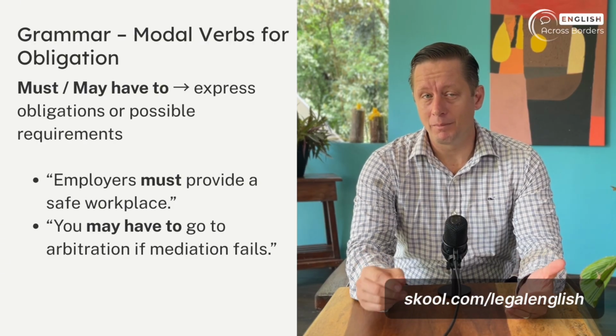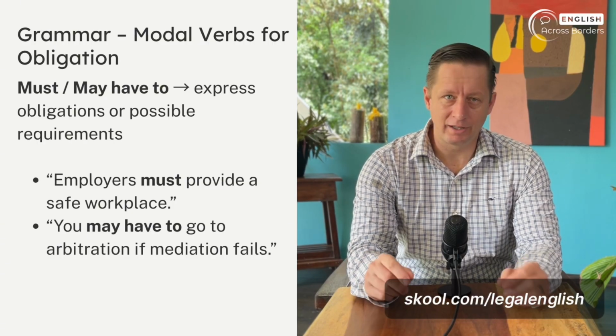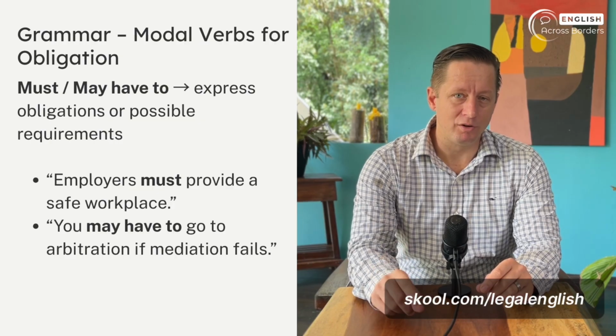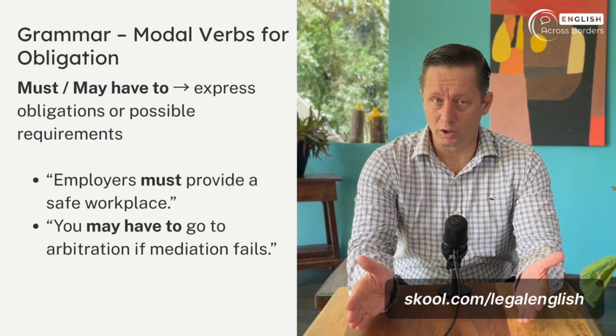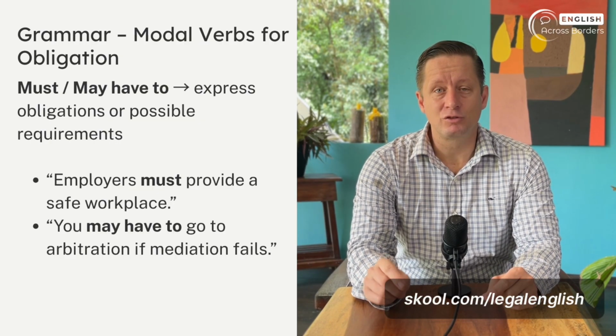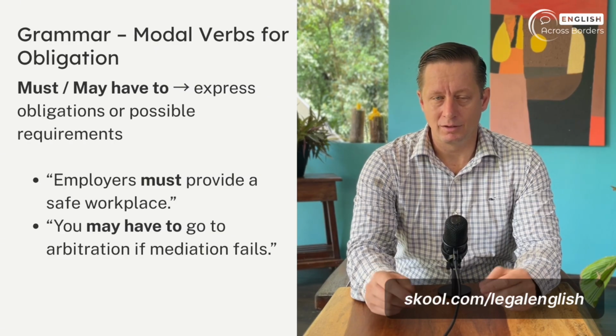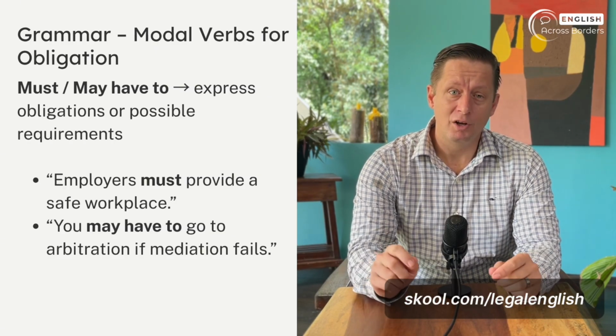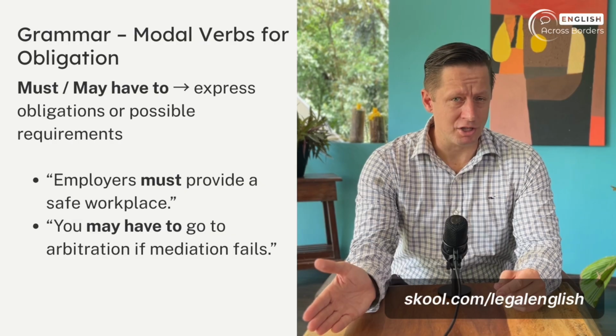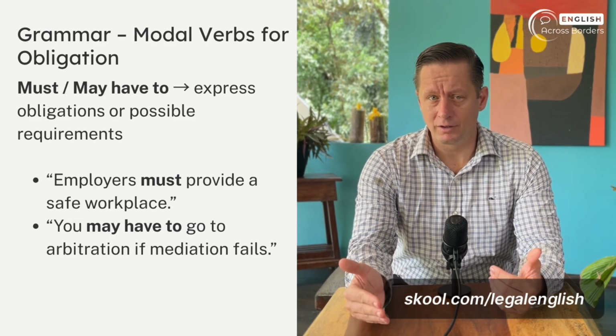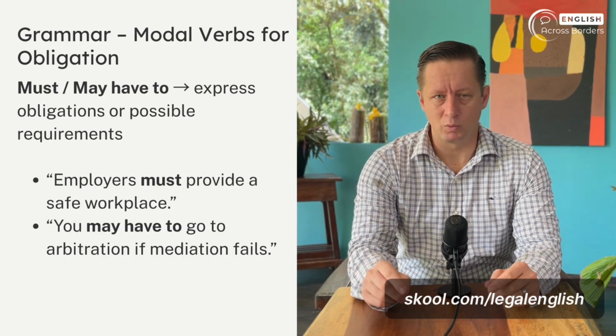Then we use may have to. Let's look at example 1. Employers must provide a safe workplace. This is a strict legal obligation. Or example 2. You may have to go to arbitration if mediation fails. This shows a possible requirement.